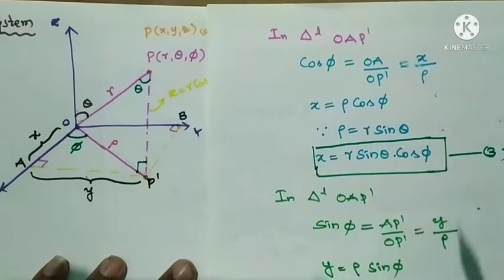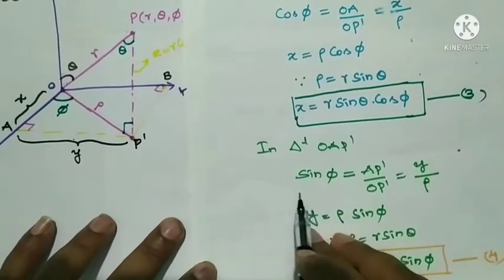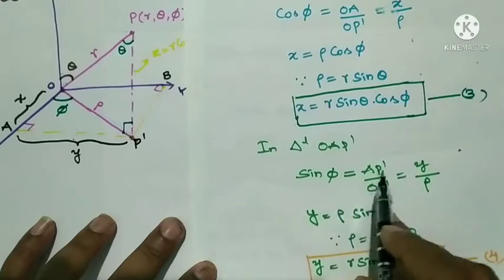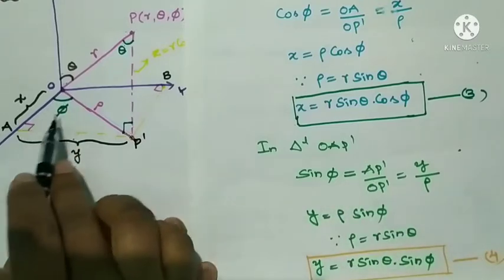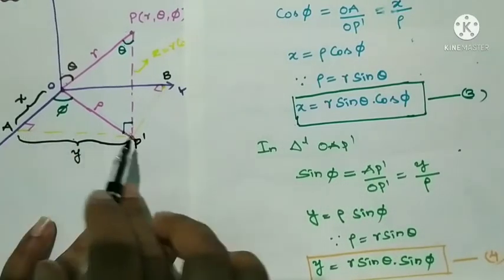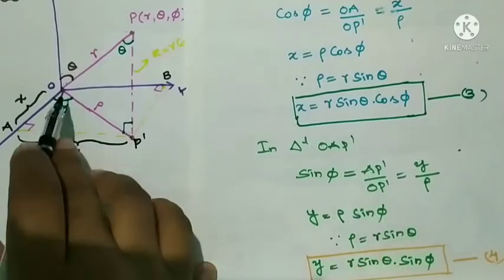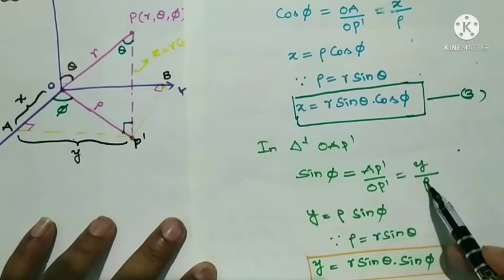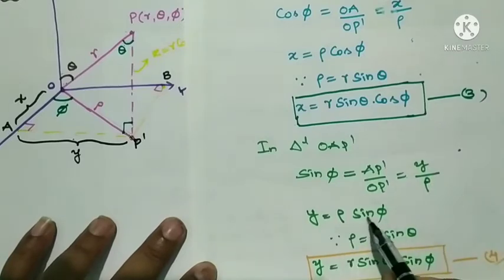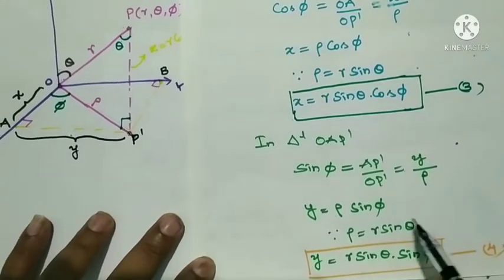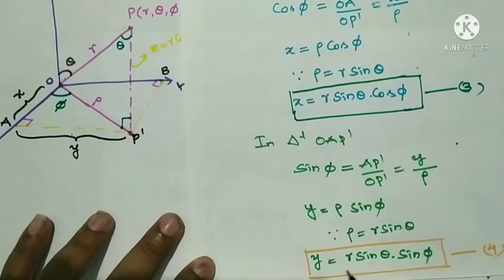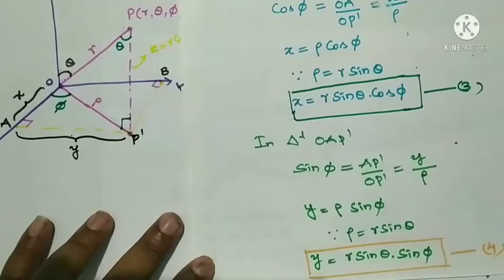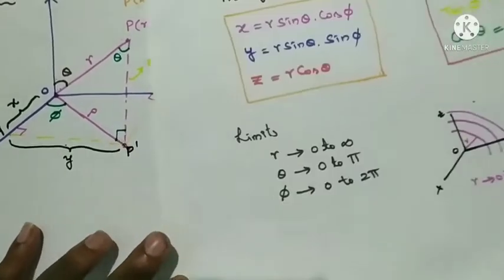The same triangle I am applying sin phi. Sin phi is equal to, this is the opposite side, that is AP prime by OP prime. AP prime by OP prime, that is equal to y by rho. Therefore y is equal to rho sin phi. Since rho is equal to r sin theta, therefore y is equal to r sin theta sin phi. So these three equations are called the transformation equations.